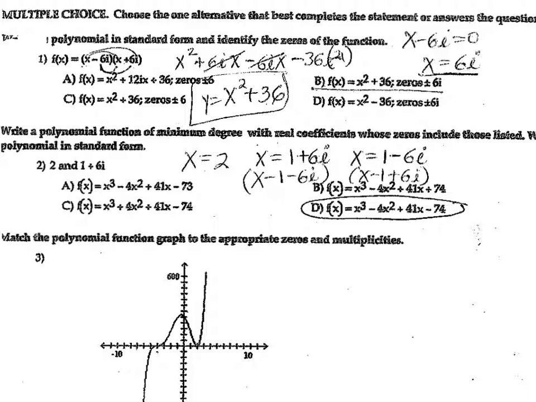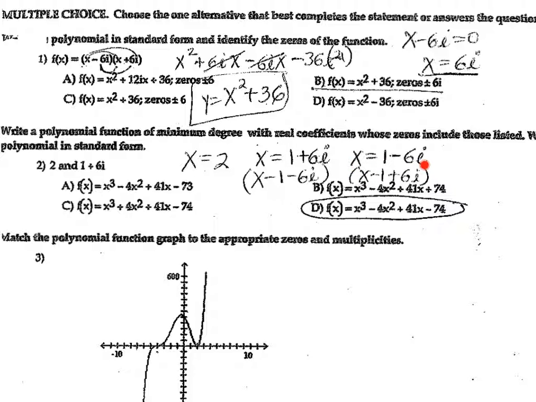For problem number 2, the first thing you need to do is get your solutions. You have to say x equals 2, because that's the first one. x equals 1 plus 6i, which is this one. And then you forgot about the conjugate. Some of you didn't have the conjugate there. So the conjugate, x equals 1 minus 6i.